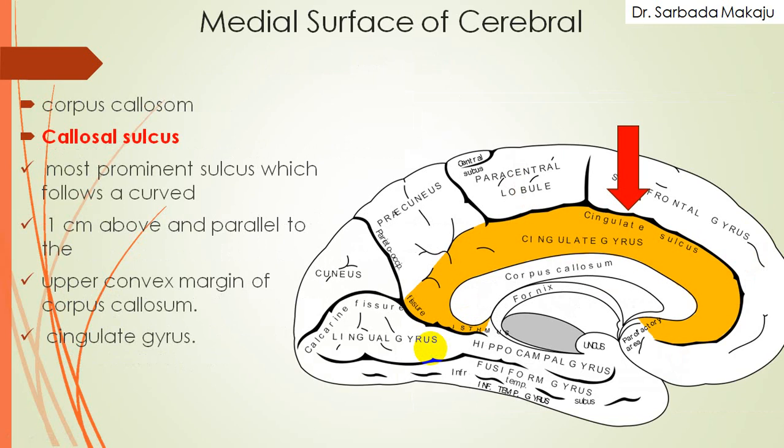Now the medial surface of the cerebral hemisphere. In the medial surface of the cerebral hemisphere, as you know, there is a presence of this structure which is known as the corpus callosum. Now above the corpus callosum, there is a presence of this sulcus which is known as the callosal sulcus. It is a prominent sulcus which follows the curve of the corpus callosum, and it is 1 centimeter above and parallel to the upper convex margin of the corpus callosum.